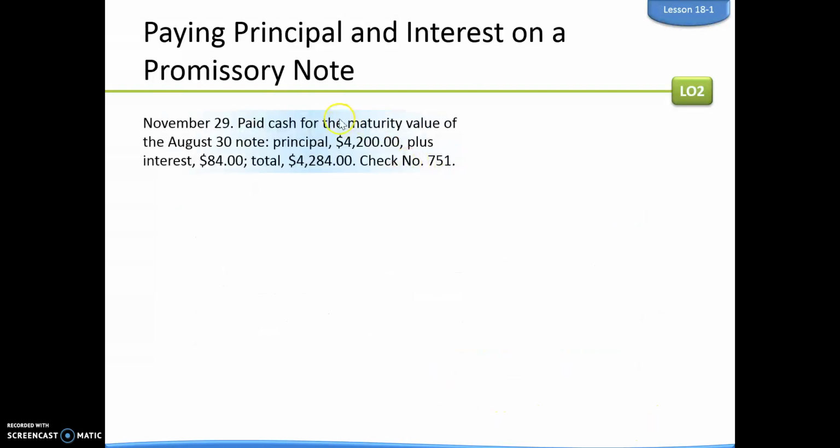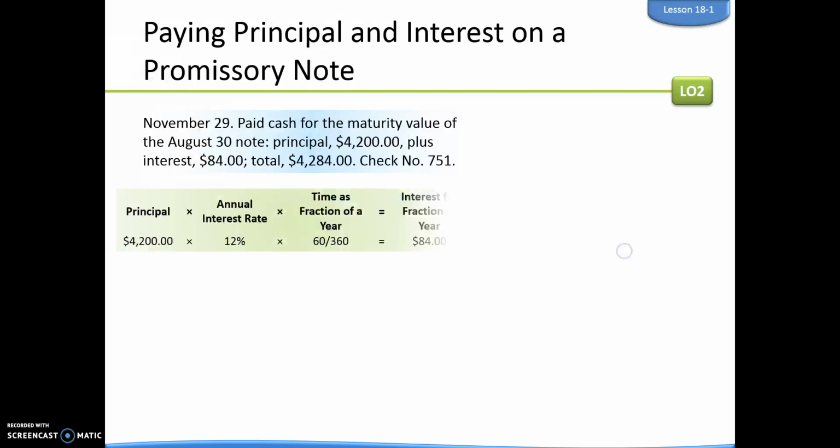So on November 29th, we paid cash for the maturity value of our August 30th note for a principal of $4,200 plus our interest of $84 with a check. So what that looks like is we have to calculate, this shows you how we calculated it out. So $4,200 times the 12% interest rate times the fraction of the year, which was August 30th through November 29th, which is 60 days. And when we do that, we have $84.